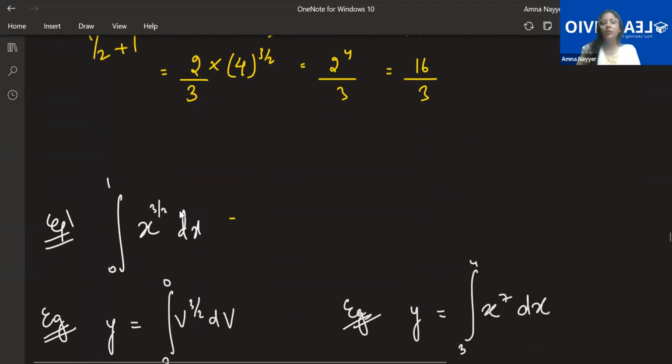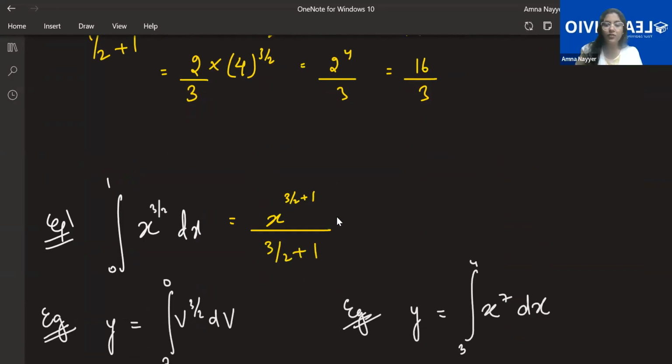See, when you have x to the power 3 by 2, again it will be 3 by 2 plus 1 divided by 3 by 2 plus 1, because fractions can be there. So we have to be prepared with the toughest part, right? And these integration and differentiation that we are discussing in the class, maximum portion will cover your entire 11th and 12th. You don't need anything else to study here. Just keep on practicing them.